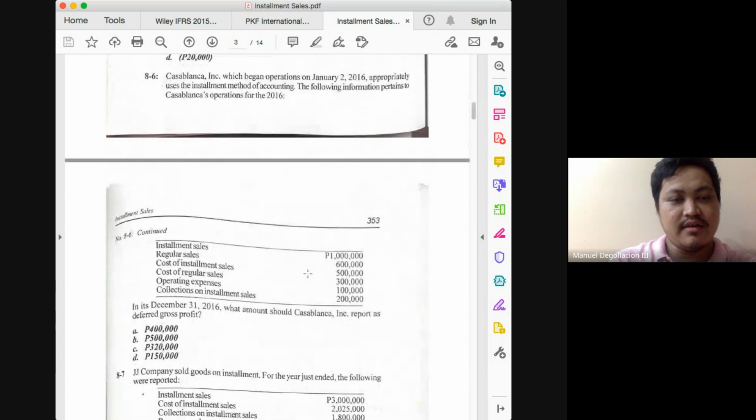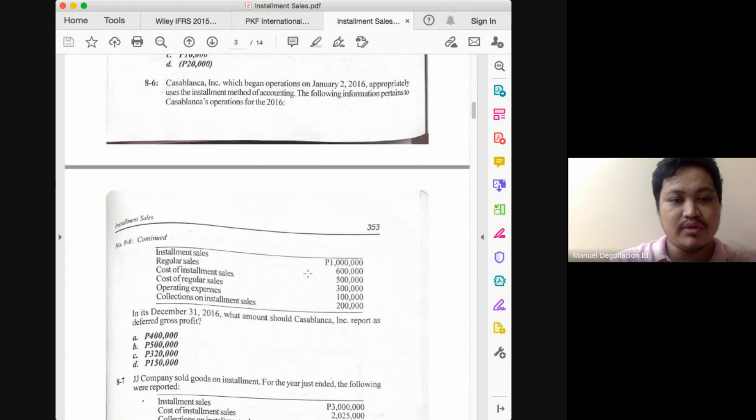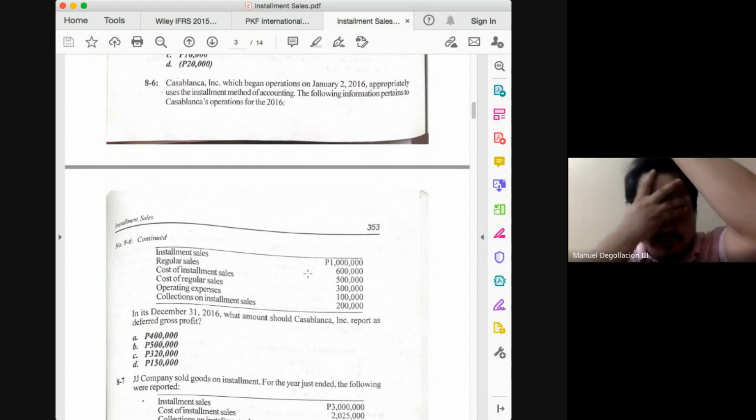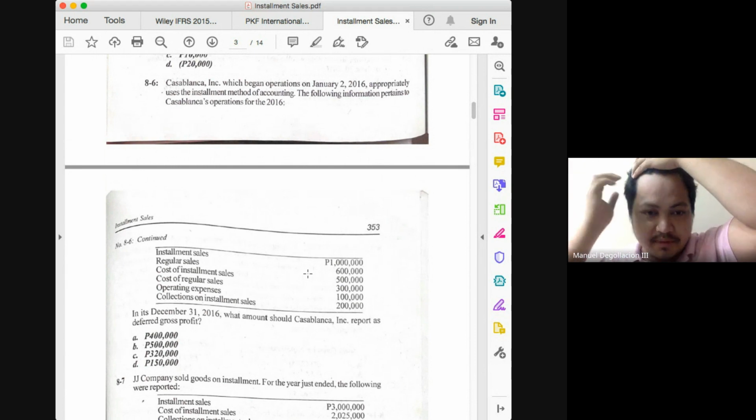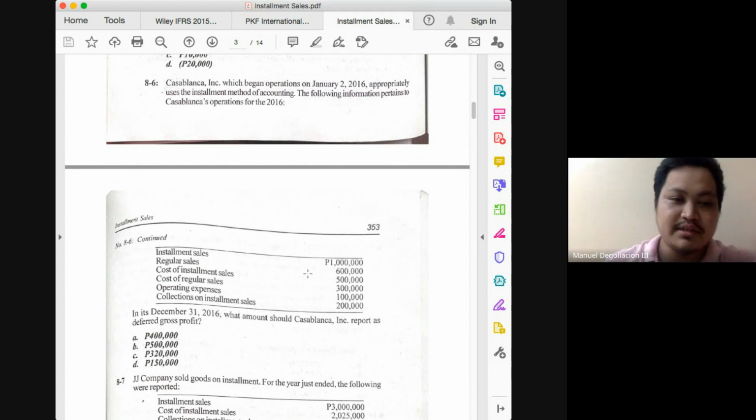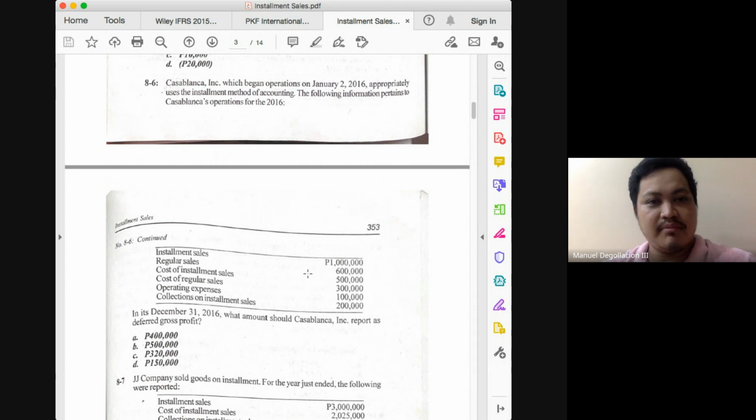8-6 is a fairly easy question. What amount should Casablanca Incorporated report as DGP, or deferred gross profit? Again, your deferred gross profit is simply the markup on your receivables. Since we are asked for the ending balance of the DGP, then we only need to look for the ending balance, or the markup on the ending balance of our installment receivable. Okay, but we're not given the ending balance of our installment receivables. We'll have to solve for that.